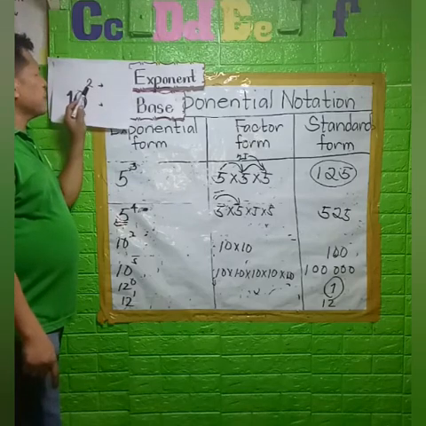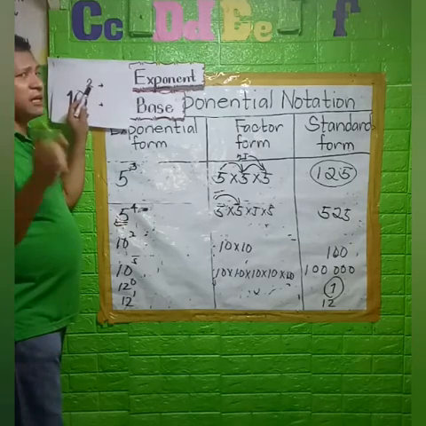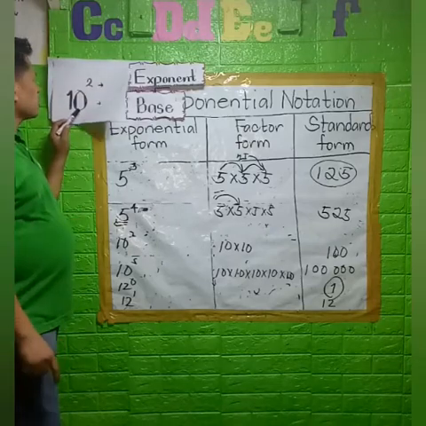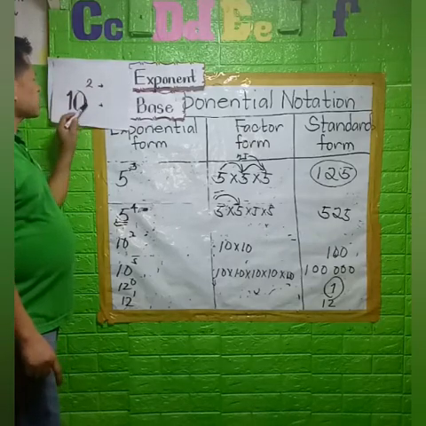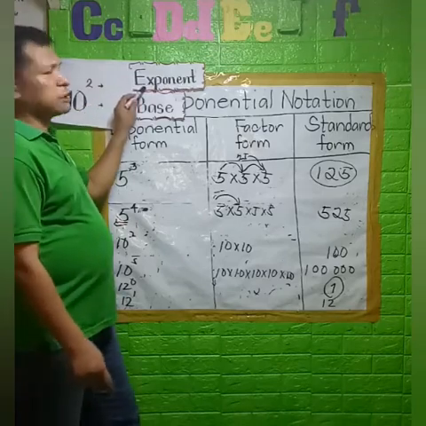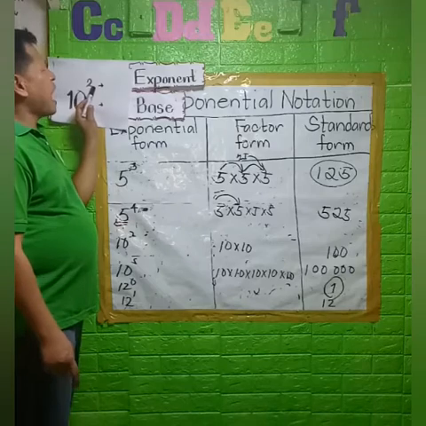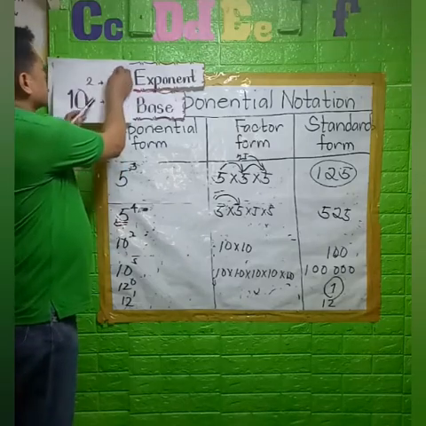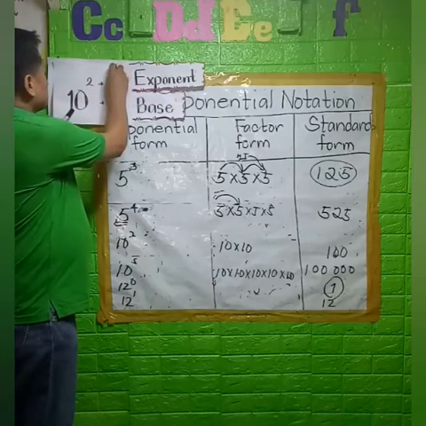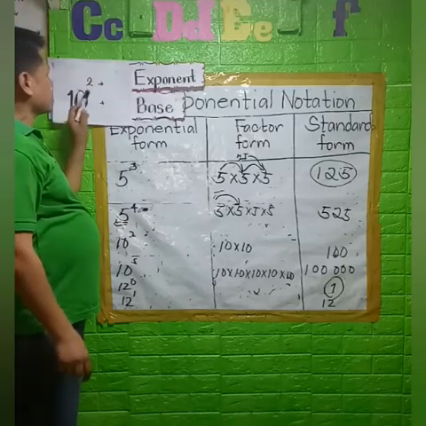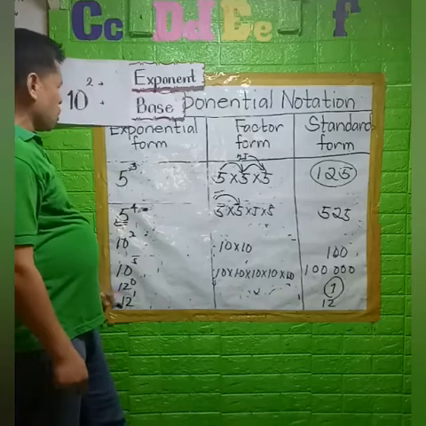Then, the number that is written at the top, which is written in a small size, let's say for example, the 2 of 10 to the power of 2 or 10 squared, that is what we call the exponent. This 2 tells how many times we are going to multiply our base, which is 10. 10 to the power of 2 or 10 squared is equal to 100.